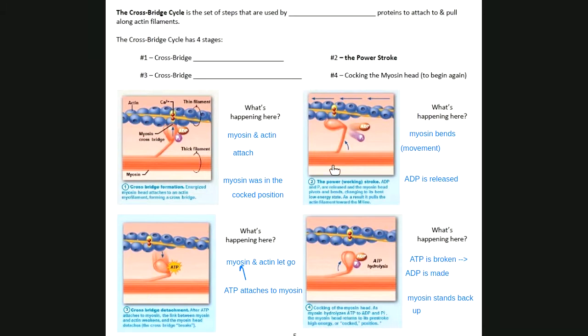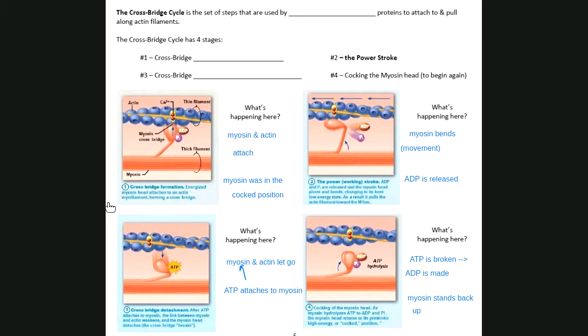Let's see if I can think of some other questions while we're staring at the crossbridge here. Well, here, let's do an application question. We talked a little bit about this, but when I'm talking about rigor mortis, when the body gets stiff when you die, which of these stages did we say can't happen? Which stage gets blocked? Do you remember? In rigor mortis, let me see. Okay.